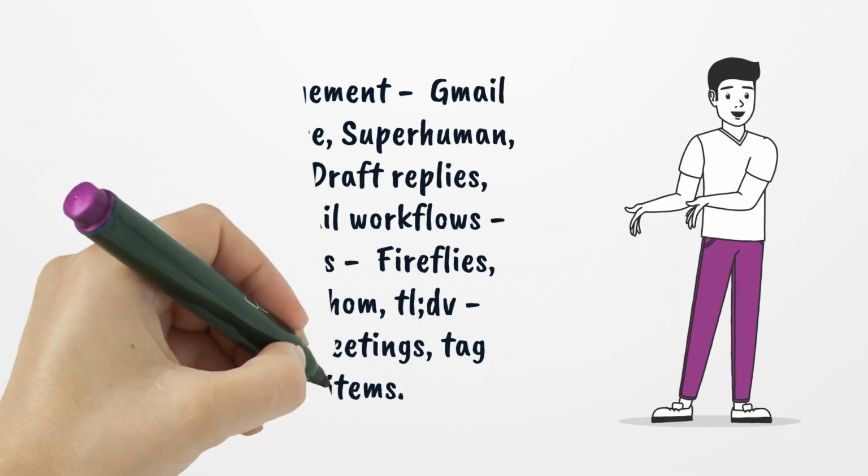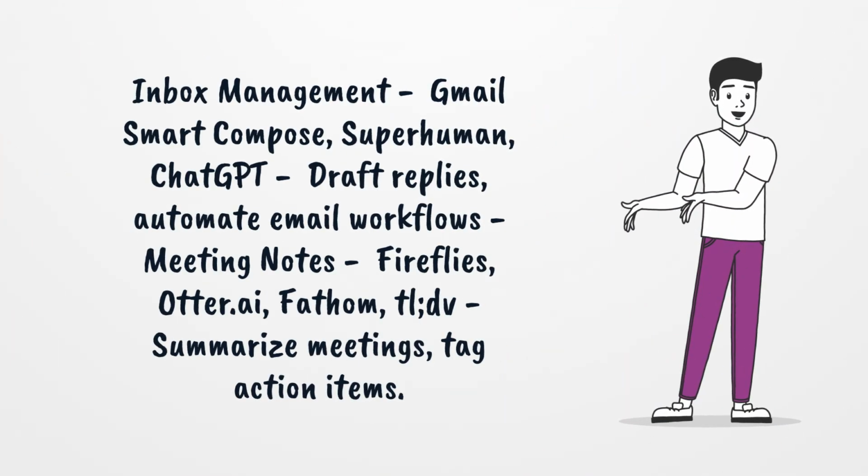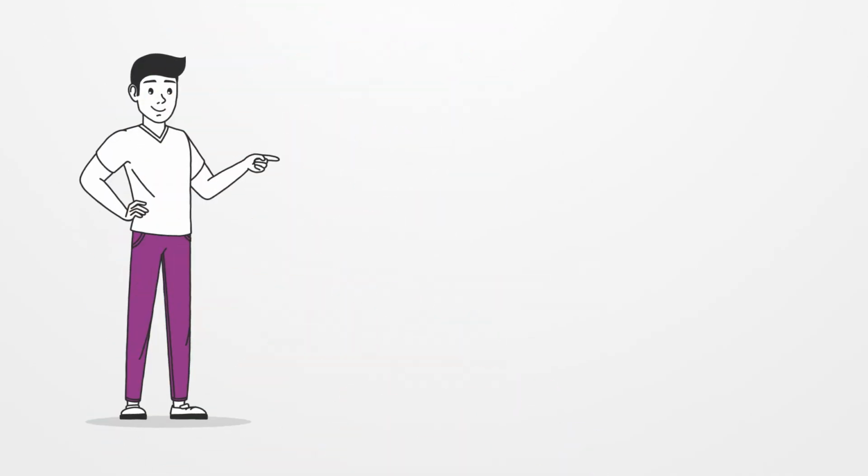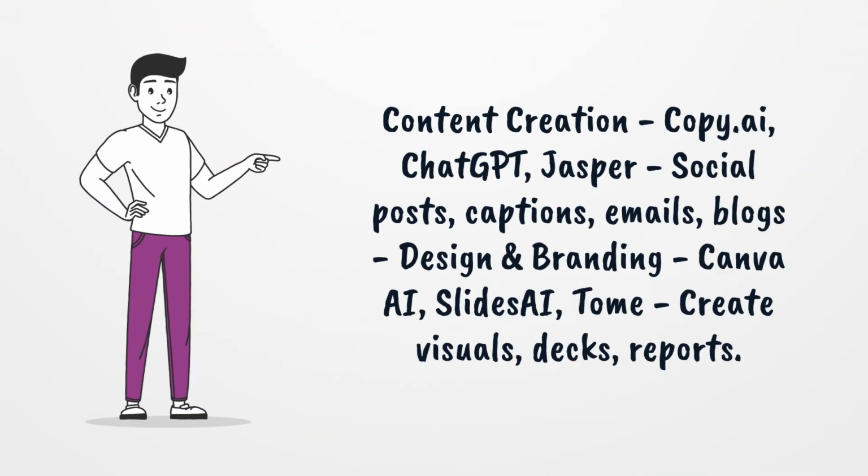Inbox management: Gmail Smart Compose, Superhuman, ChatGPT. Draft replies, automate email workflows. Meeting notes: Fireflies, Otter.ai, Fathom, tl;dv. Summarize meetings, tag action items. Content creation: Copy.ai, ChatGPT, Jasper. Social posts, captions, emails, blogs. Design and branding: Canva AI, Slides AI, Tome.